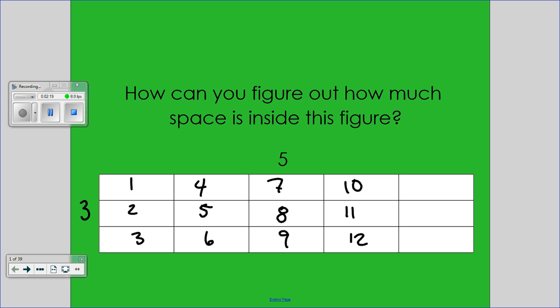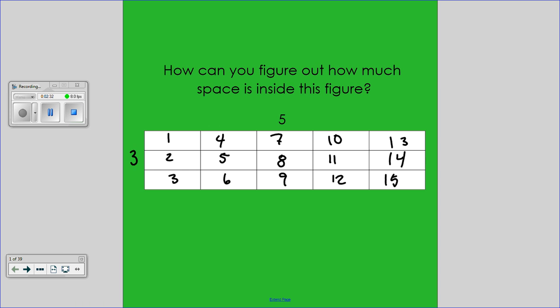How many boxes are in my shape? Lily? 15. Now there is another way to do this because this shape looks very similar to something else I have done before. What does that look like? Malin? It does look like an array.